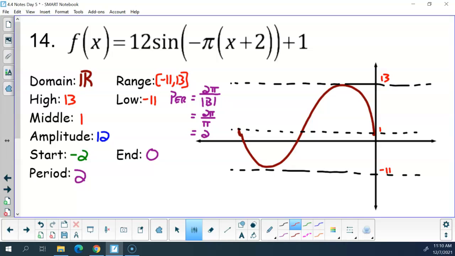A negative b value flips the sign. Horizontally, this would be negative 2. This would be 0. That would be negative 1. Negative 1/2. Negative 3/2.